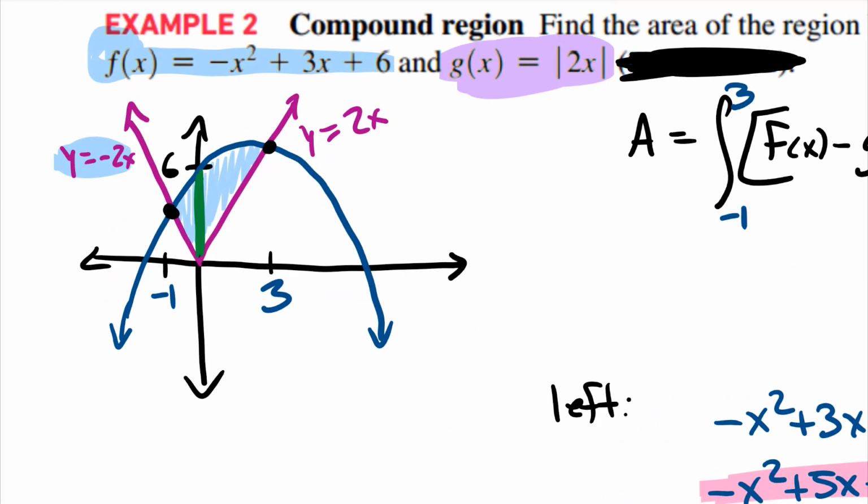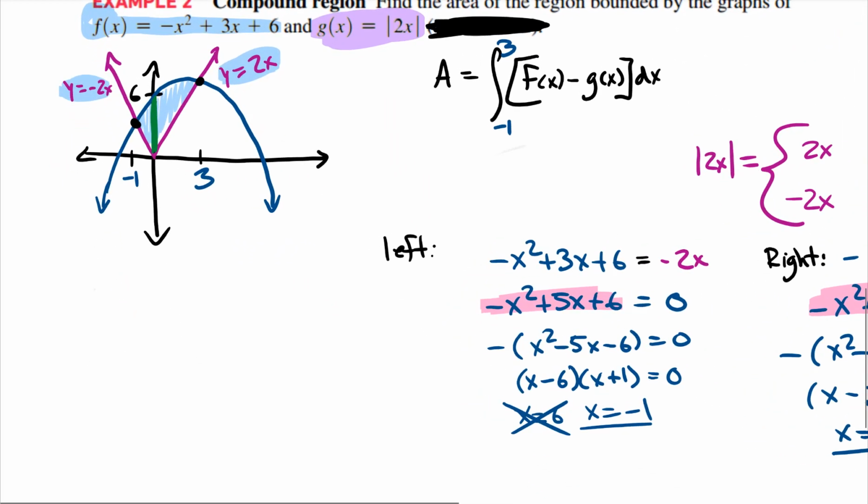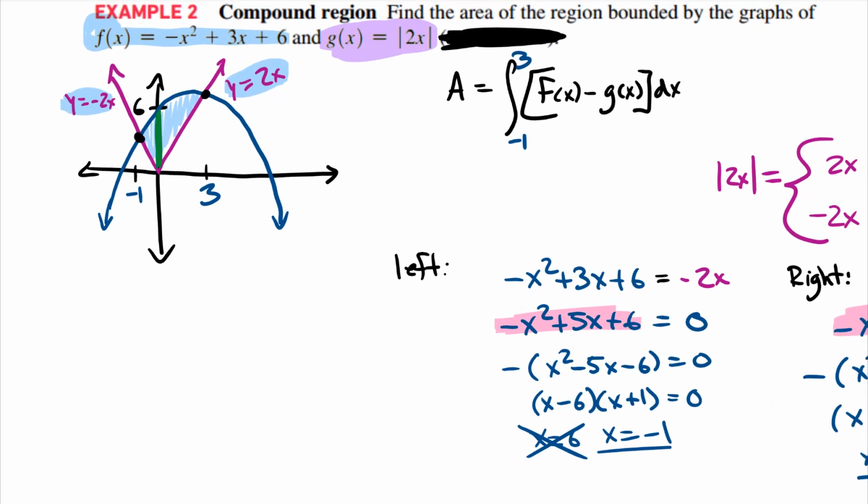We need to find the area from negative 1 to 0. And then we're going to have to add that area from 0 to 3 because we have two separate functions. The absolute value is not your friend. So let's start working on it. Let's go get our area.